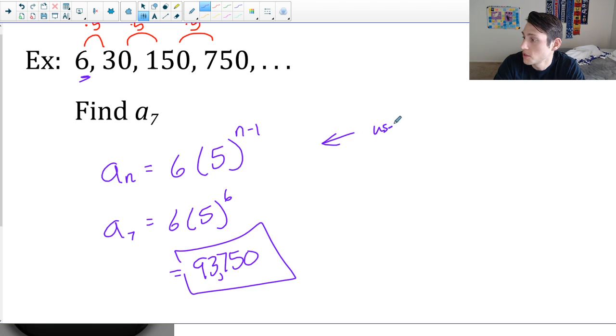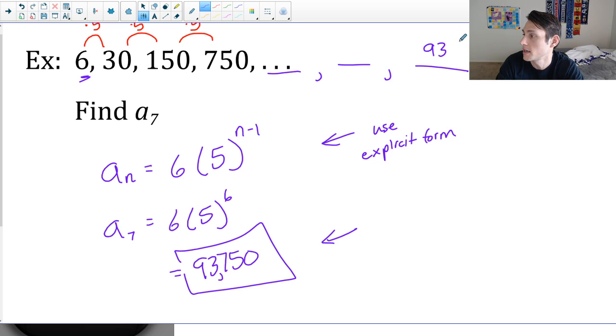So first we used the explicit form, or found the explicit form. Once we had it, then we could plug in 7, because we want to know the 7th term. Right, so this is not a sum, this is the 7th term. If I kept going, so 1, 2, 3, 4, 5, 6, 7 would be 93,750. And then it would continue on.